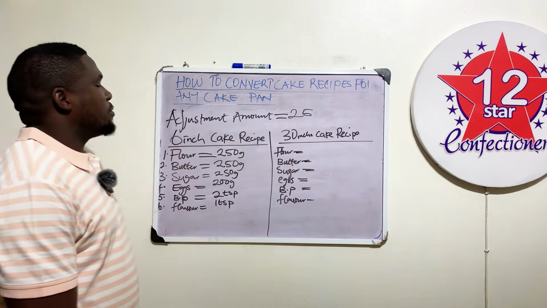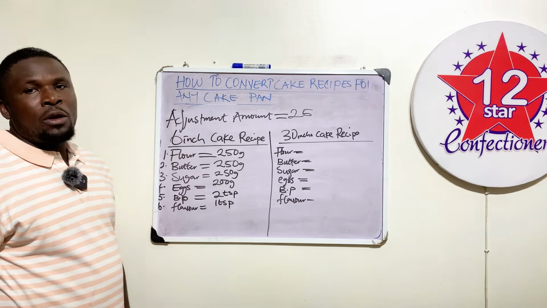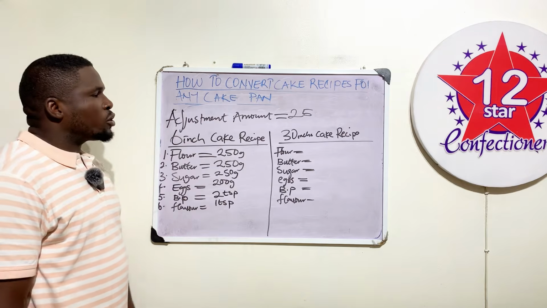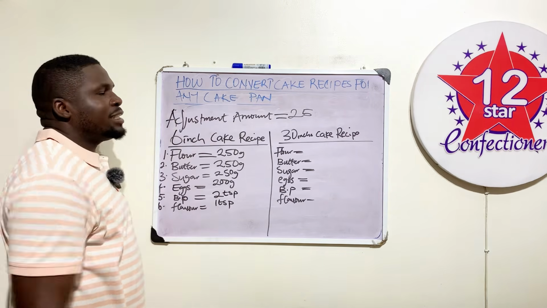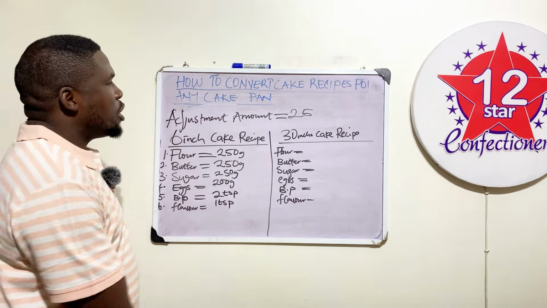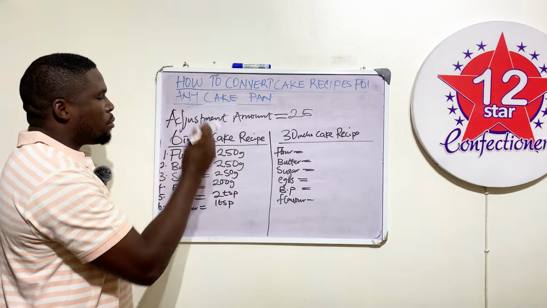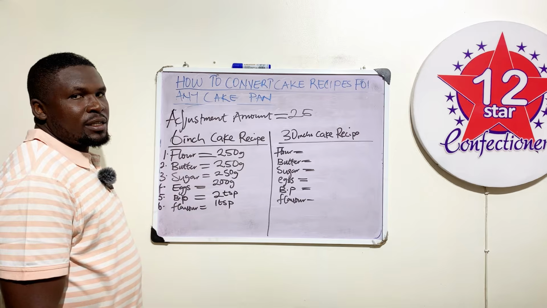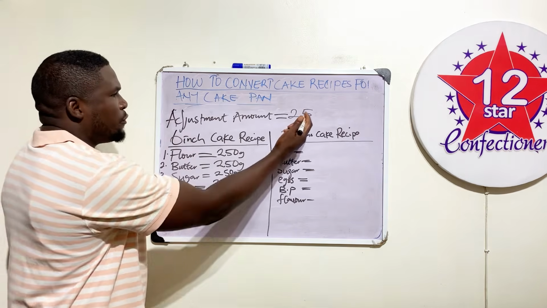So now our adjustment amount is 25 from our previous calculation. What we need to do to get our 30 inches cake recipe is very simple. This is your adjustment amount. Multiply it by each of these ingredients. Do you understand what I mean? Yes. So I have 25 here.